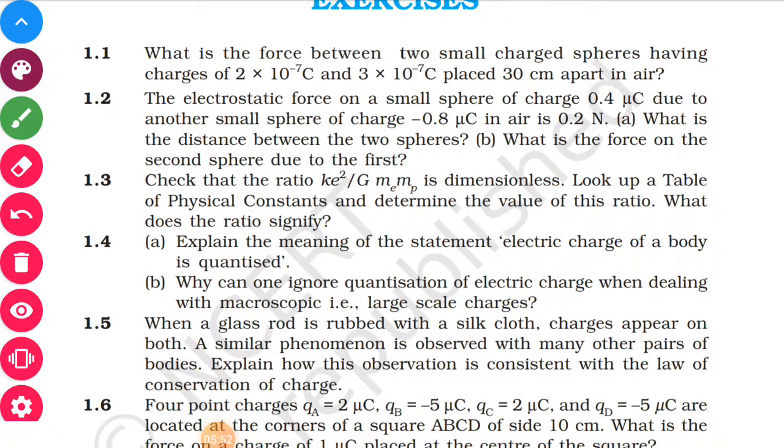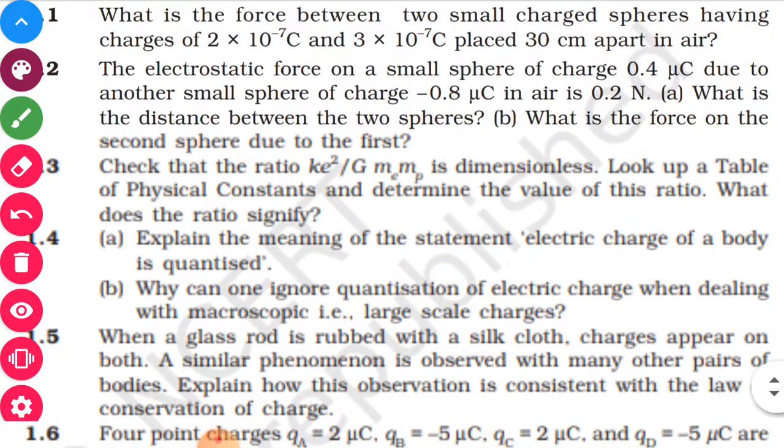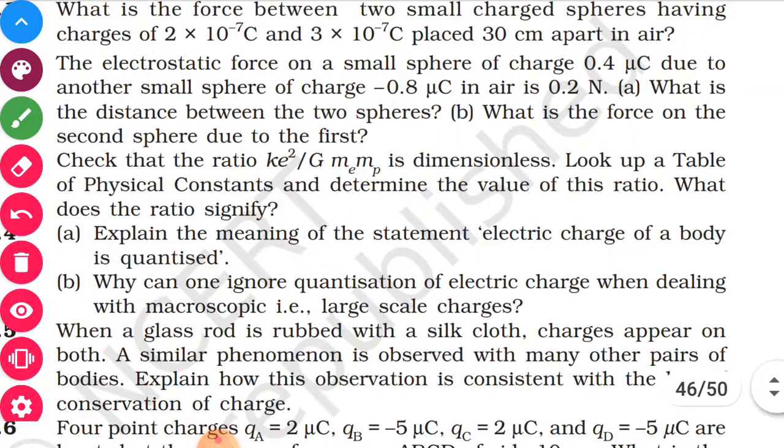Now third numerical, check the ratio ke²/GMeMp is dimensionless. Look up a table of physical constants and determine the value of the ratio. We want to find the value also and what is the significance of this value. Okay. Now for this I am showing you the different values.